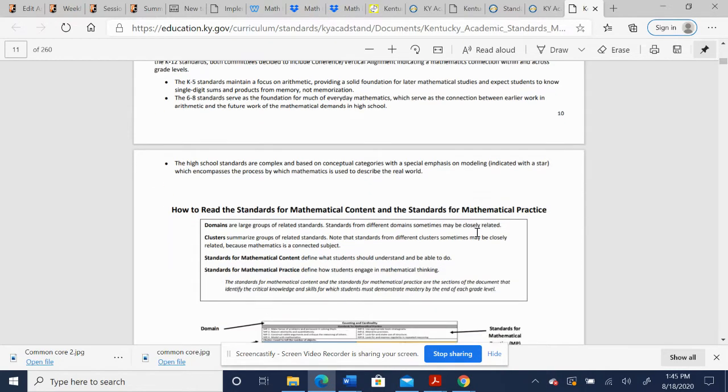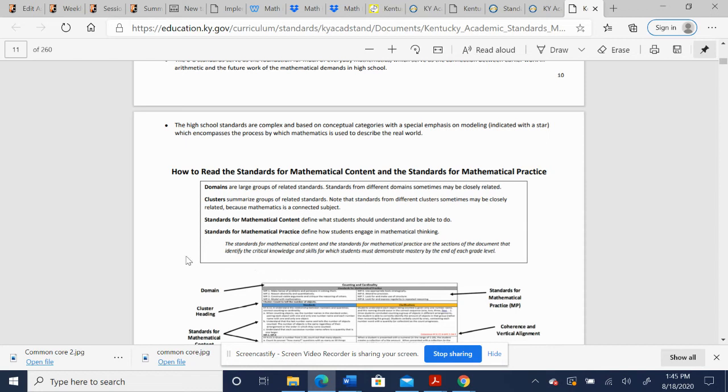Okay. Now, how do we read the standards? Standards have several parts to them. Every time you see an individual standard, it's going to be part of a domain. Okay, domains are big groups. They are sort of like very large idea type separations. Okay, clusters then are going to relate similar standards within the domain. Standards from different clusters may also be related. That's just the nature of math.